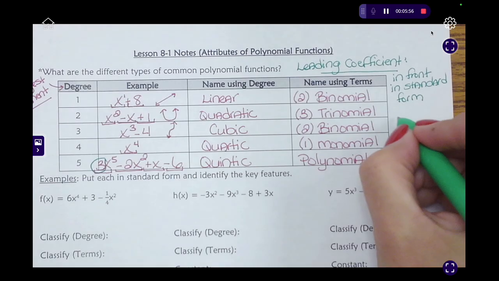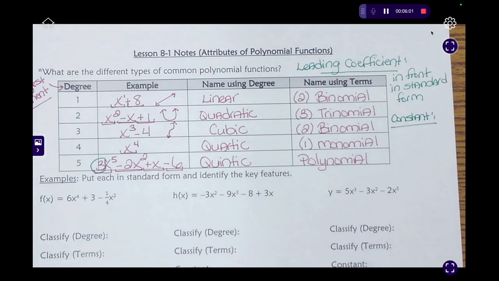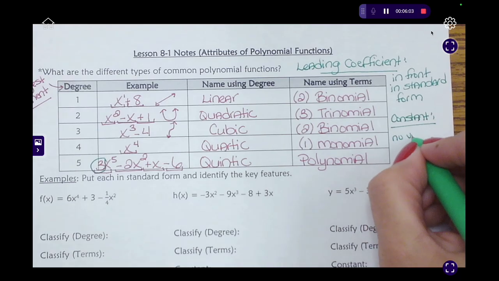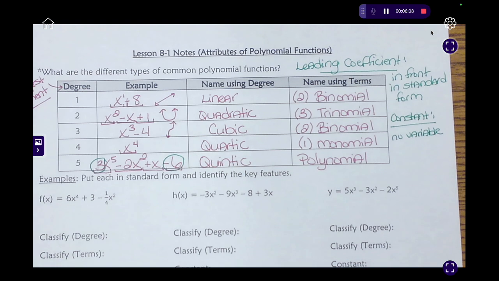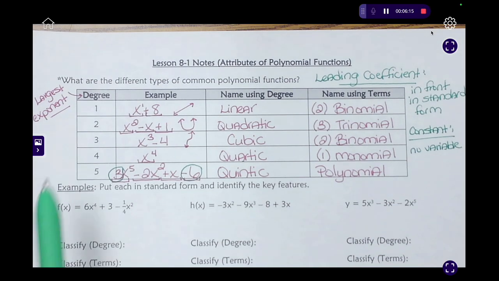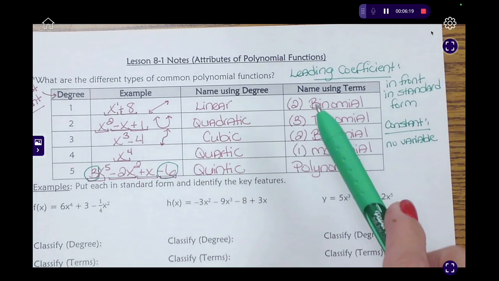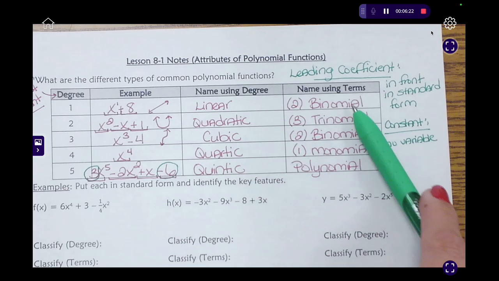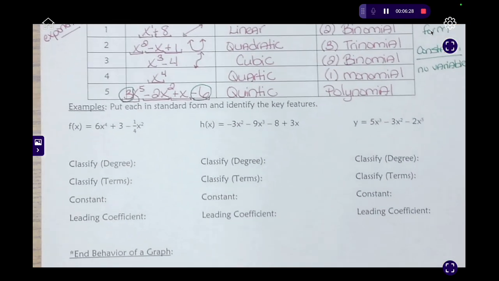Okay, and then we have what is called our constant. Remember, your constant is the number that has no variable. So it's the number that's by itself, and your constant should always be at the end when it's in standard form. So this constant would be a -6. Just some other vocabulary that we're going to see today. One of the biggest concepts, again, is that we can find the degree of any polynomial, identify how to name it by the degree and how many terms it has, and then identify the leading coefficient and the constant.